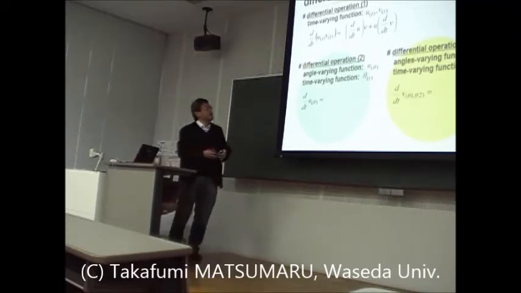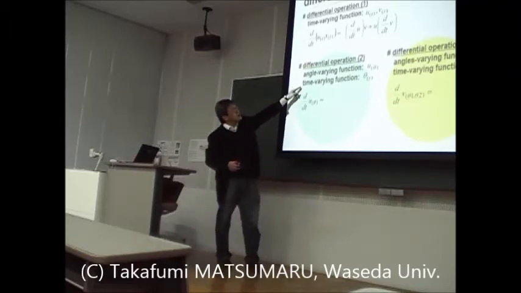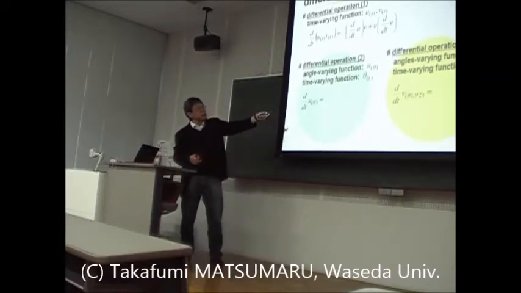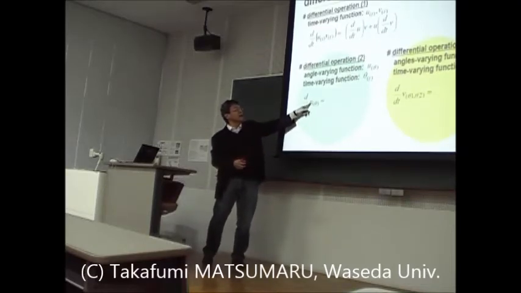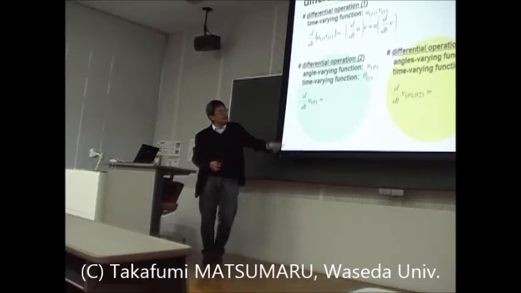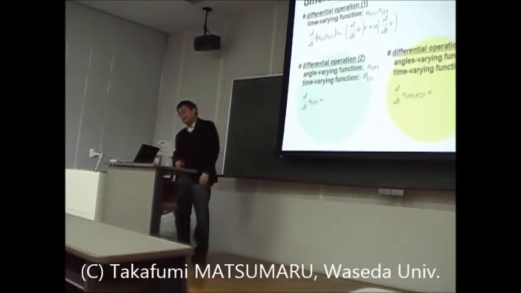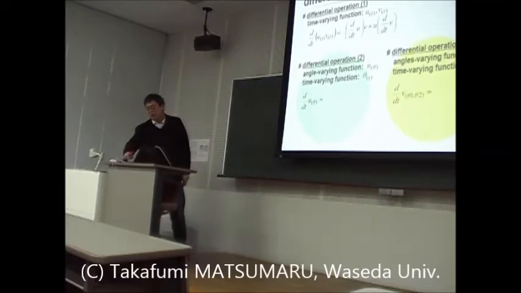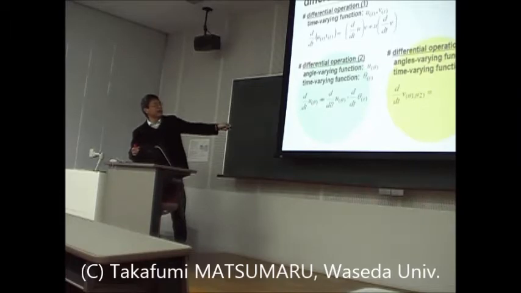And also, yes, next is this differential operation: an angle varying function u, with theta a time varying function. Theta is a time varying function, and u is a function of theta. Yes, what is this? This is easy. Firstly, it is differentiated by theta, and theta is differentiated by t. So this is du/dθ times θ dot. Okay.